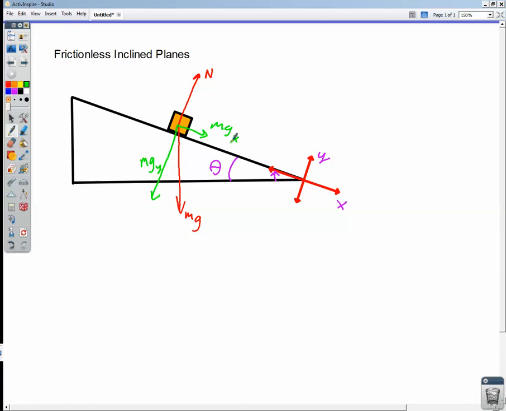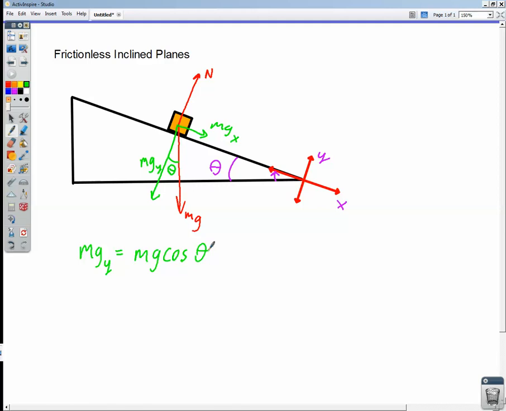Now here's the trick. Since we rotated our coordinate system by an angle of theta, that means this angle right here between the weight vector and the y component of the weight vector is theta, the same angle of inclination of the ramp or the slope. So this is how we're going to find our x and y components of the weight. Our mg in the y direction, since that component is the side that's adjacent to theta, is going to be mg cos theta.